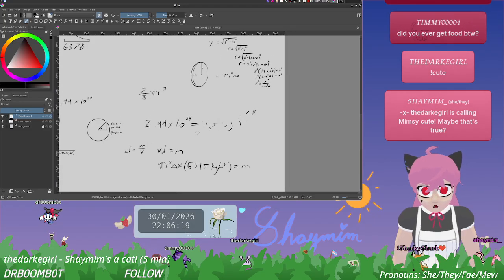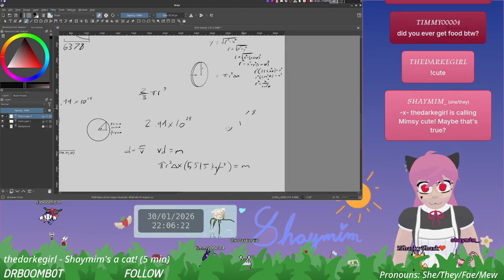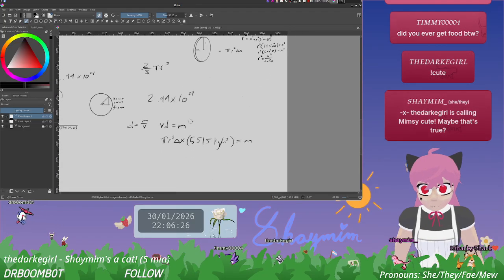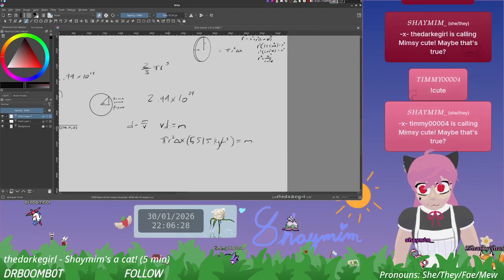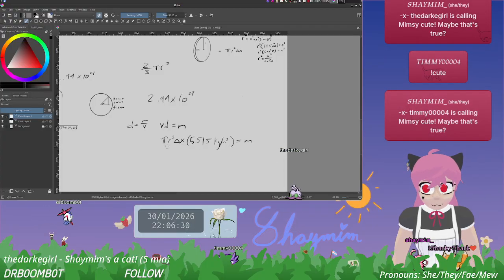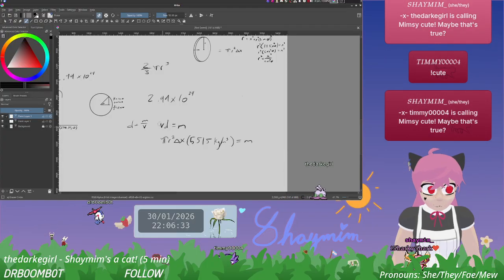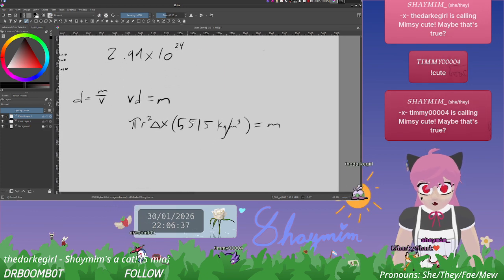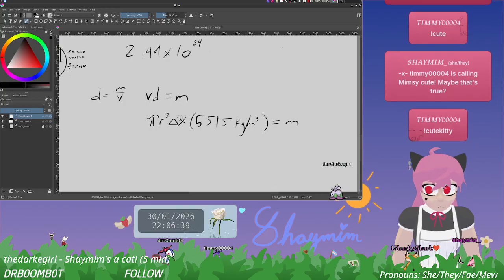Not cute, Grace, you silly. But because we have the mass is the volume times the density. Maybe we just like puzzle this out, you know?